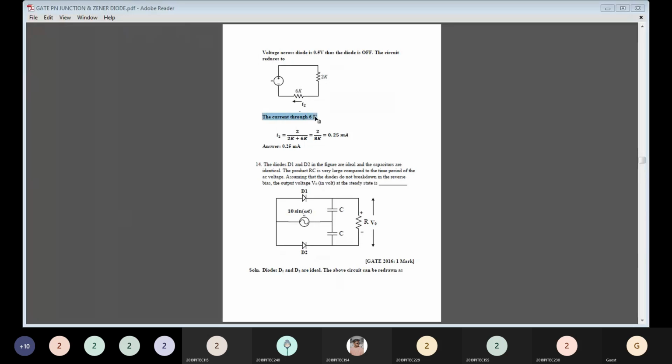The current through the 6k ohm resistor is I2 equal to 2 divided by 2k plus 6k, which is equal to 2 divided by 8k equal to 0.25 milliampere. 0.25 milliampere is the right answer.